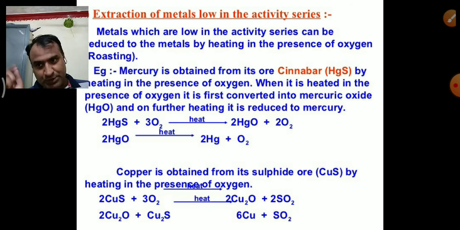Calcination is a process used for carbonate ore. C for calcination and C for carbonate ore. For carbonate ore we use calcination, and for sulfide ore we use roasting. Roasting is basically used for sulfide ore. For example, cinnabar is an ore. Cinnabar is mercuric sulfide. Cinnabar is the name of an ore of mercuric sulfide.